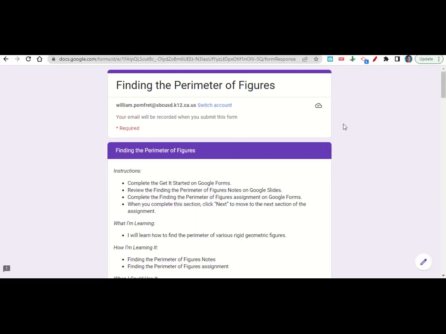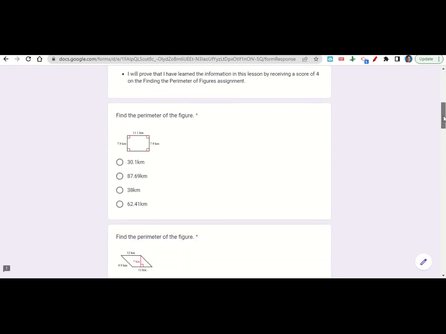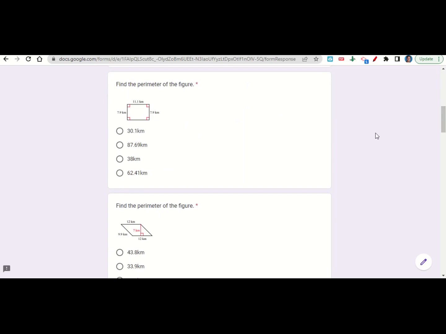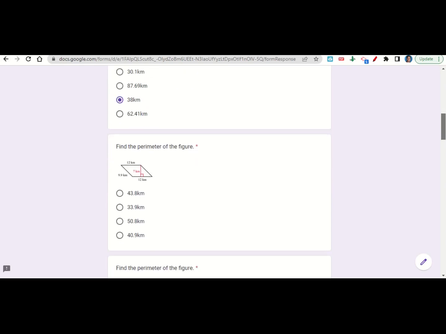Let's take a look now at the Finding the Perimeter of Figures assignment. The assignment begins with the learning goals and success criteria. If we scroll down, we can see the questions. The first one says, find the perimeter of the figure. Well, we can see that this is 7.9 kilometers, this is 7.9 kilometers, this is 11.1 kilometers. This side's not given, but it's the same length as this one up here, so it's also 11.1. So if we add 11.1 plus 11.1 plus 7.9 plus 7.9, we should end up with 38 kilometers, which is this one here. Then we'll scroll down to the next one.